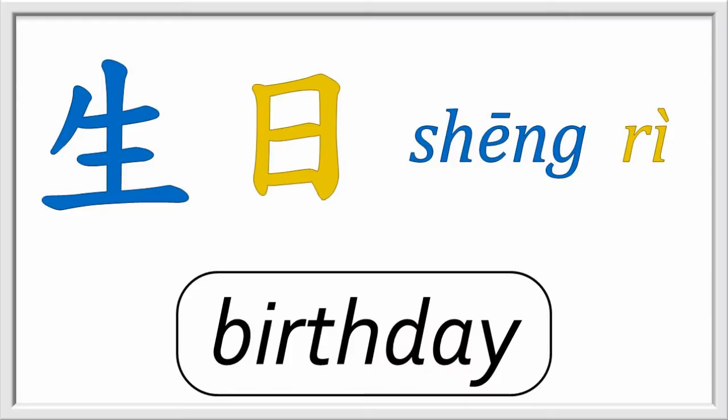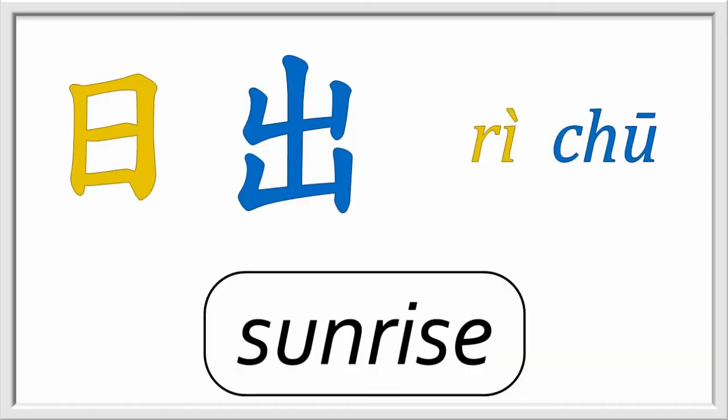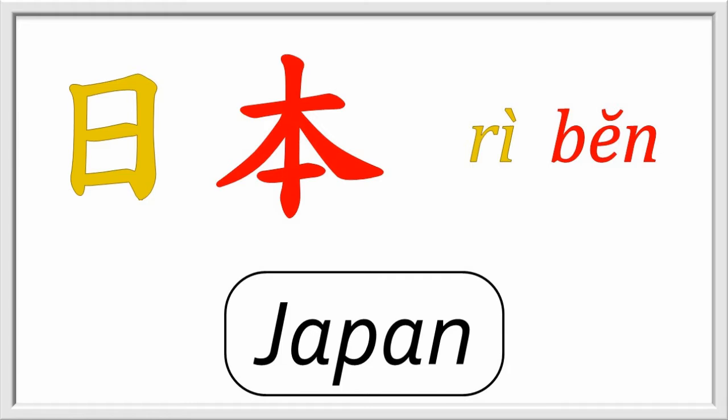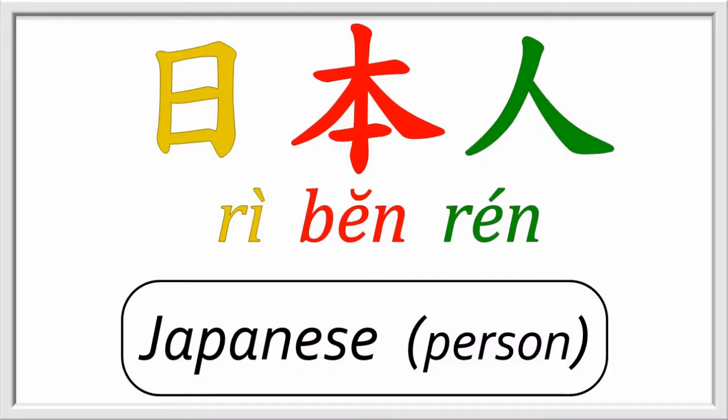Some phrases include birthday, the sun paired with the character for produce or bear a child, 生日. Sunrise, 日出, literally when the sun comes out. And land of the rising sun, Japan, 日本, more directly translated as sun origin. And a Japanese, nationality not language, is 日本人.